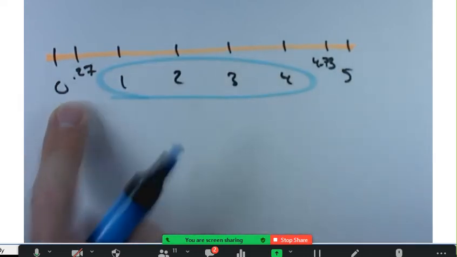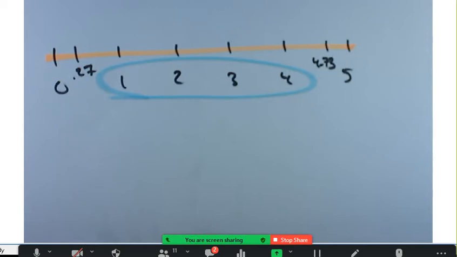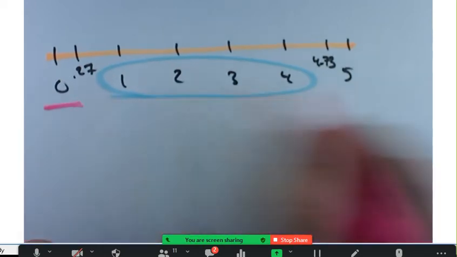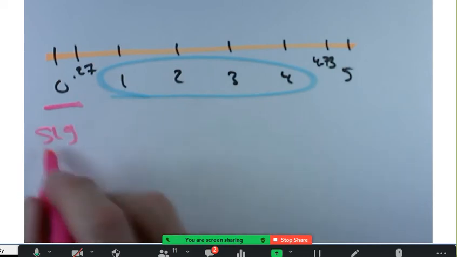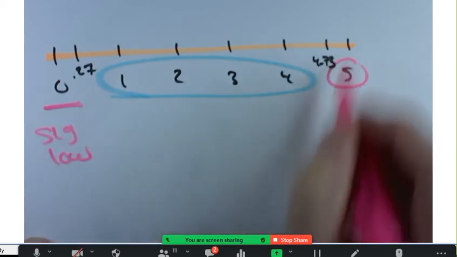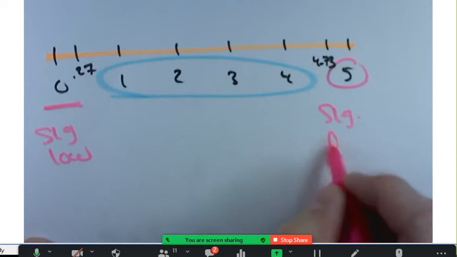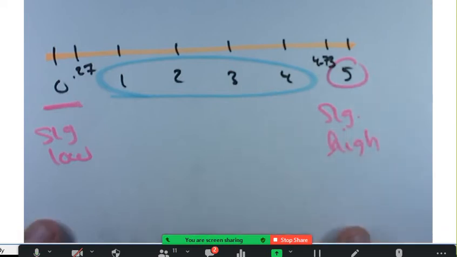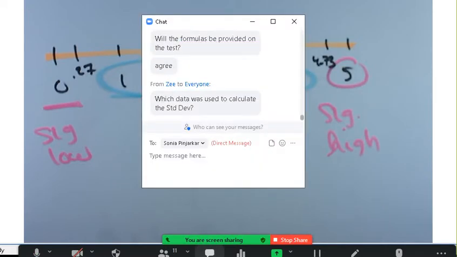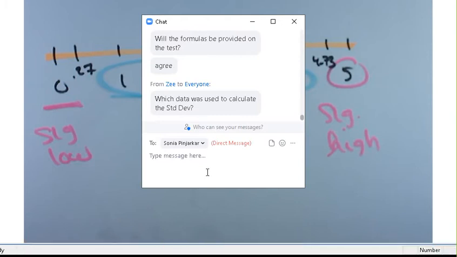Does it include the 0? No, 0 is not part of that. So 0 is significantly low, and 5 is significantly high. These would be unusual results if you got them in your experiment. They just typically don't happen. That's all it's saying. But that's applying your range rule of thumb.